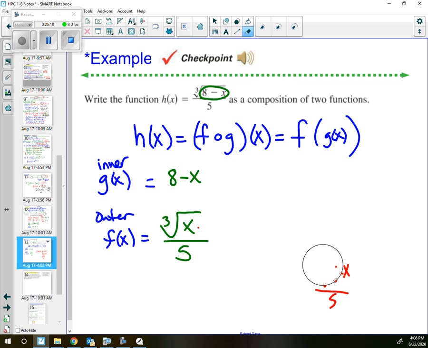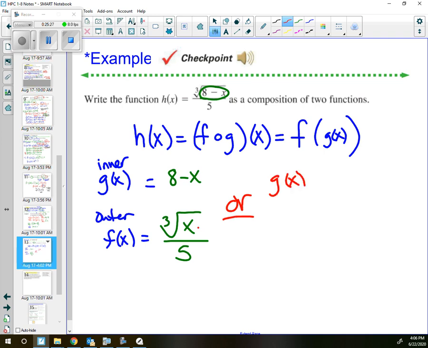You might have a different idea though, so I challenge you to find a different way. What could be a different inner and outer function? So let's do a big OR here. What else could g of x and f of x be? Well, what if the whole numerator, this entire thing, was your inner function? So cube root of 8 minus x.